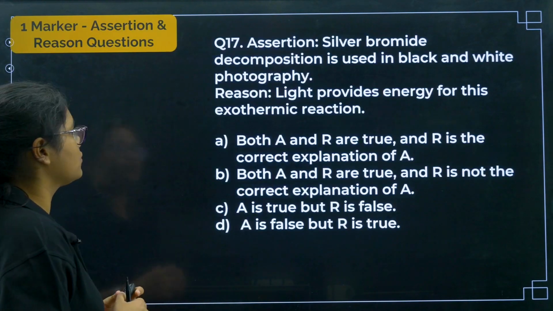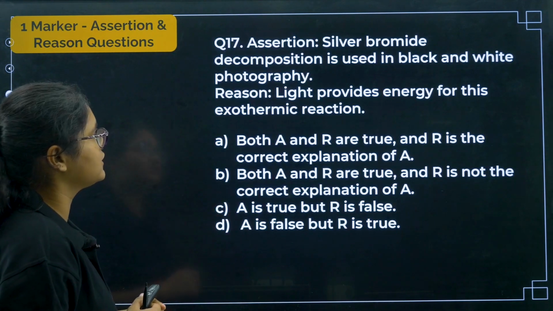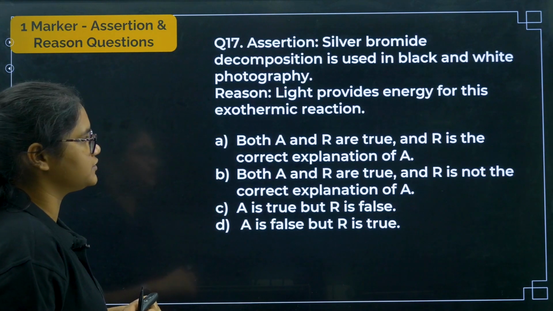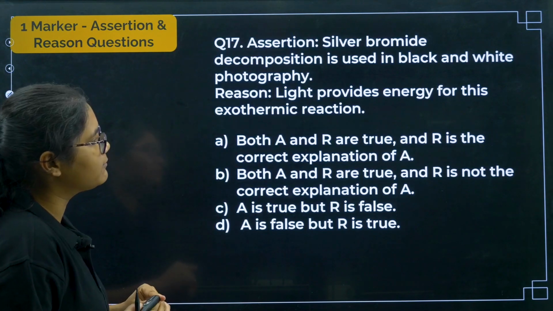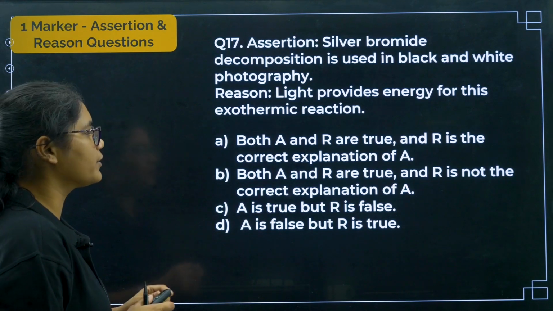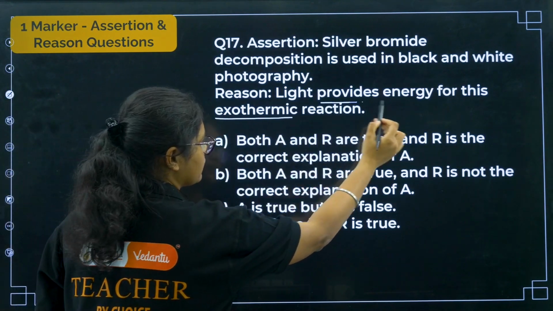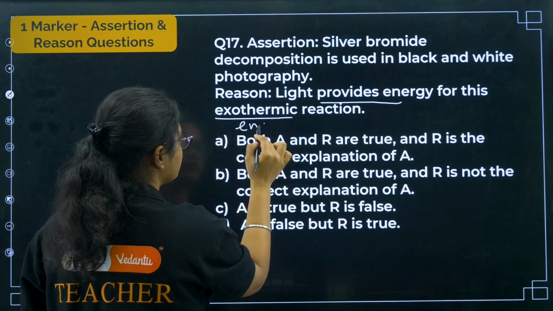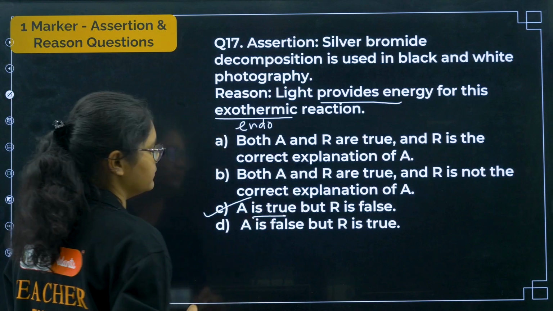Next, coming to question number 17, an assertion reason question. The assertion is that silver bromide decomposition is used in black and white photography. Yes, that is correct. The reason given is that light provides energy for this exothermic reaction. First of all, this is not an exothermic process because light is providing energy. So this is an endothermic reaction. So the assertion is correct, but the reason is false, option C.